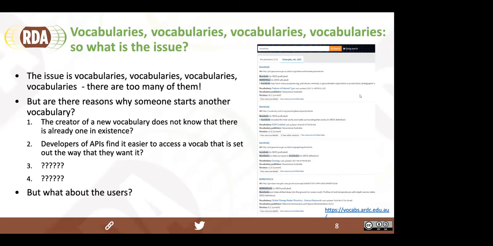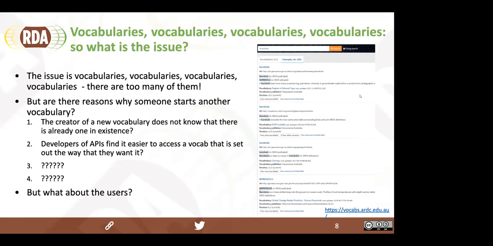But with ARDC and also a project with ESIP, we've been trying to understand the reason why people are starting other vocabularies. Quite commonly, the reason is that the creator of a new vocabulary does not know that there is already one in existence. Another one are those darn developers who find it easier for their pet API to access a vocab that is set out the way they want their API to read it. That's probably being a bit harsh, but there are other reasons why. Again, I'd welcome your opinion if you want to put it in the notes. For whatever reason people are doing it, it's the users that are getting very, very confused.